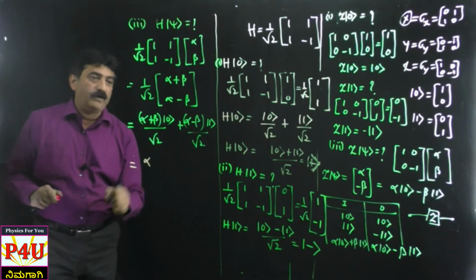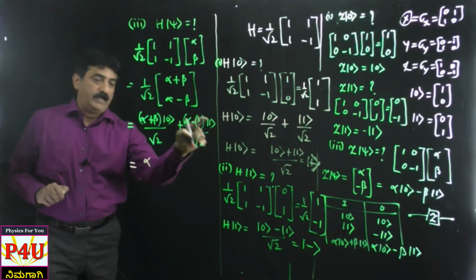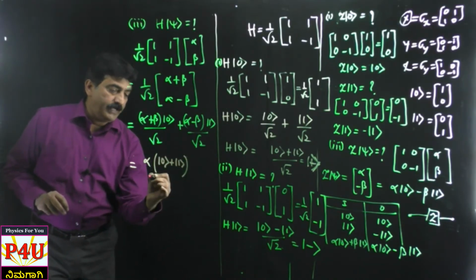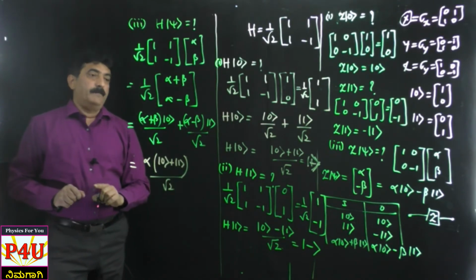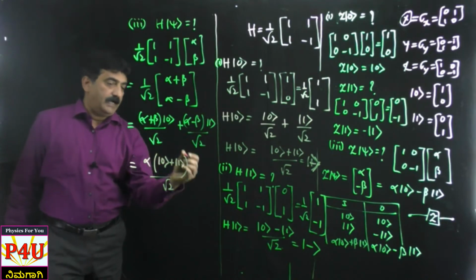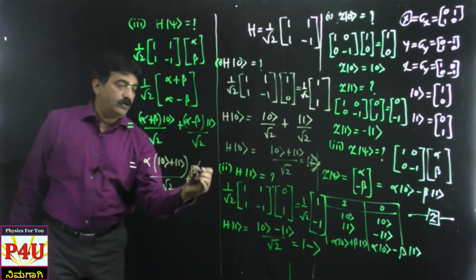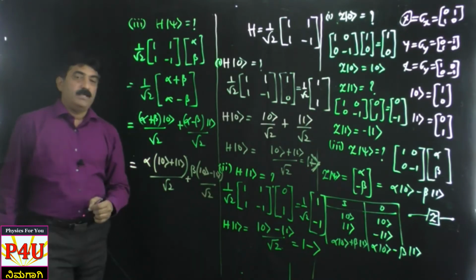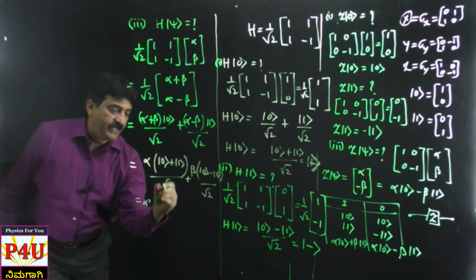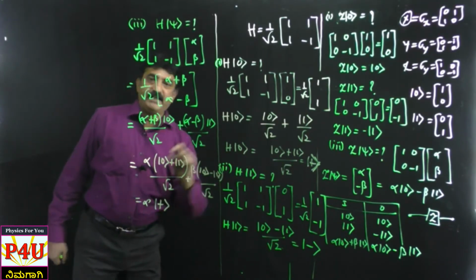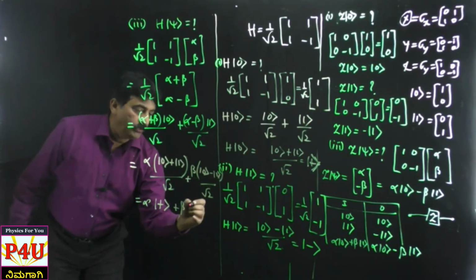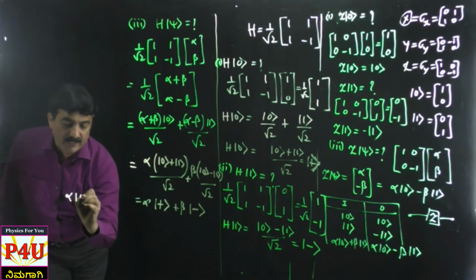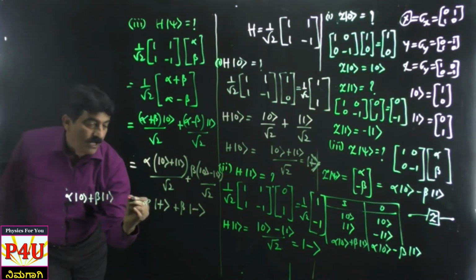All alpha means alpha 0, alpha 1, that is alpha into ket 0 plus ket 1 divided by root 2. Okay, next take beta one side. I take beta plus beta ket 0 minus ket 1 divided by root 2. So that is alpha, this whole thing I can write as plus ket, plus beta, this whole thing I can write as minus ket. So if your input is alpha ket 0 plus beta ket 1, the output will be like this.